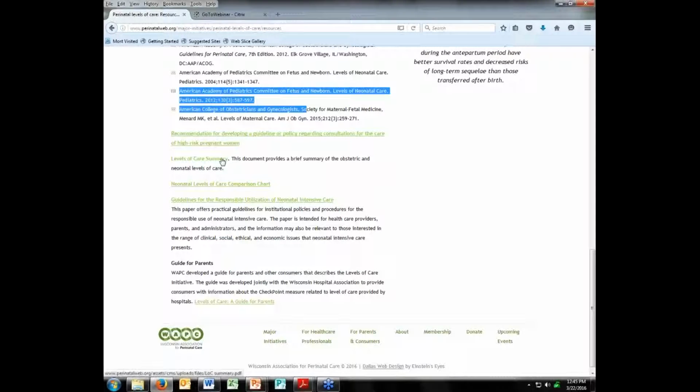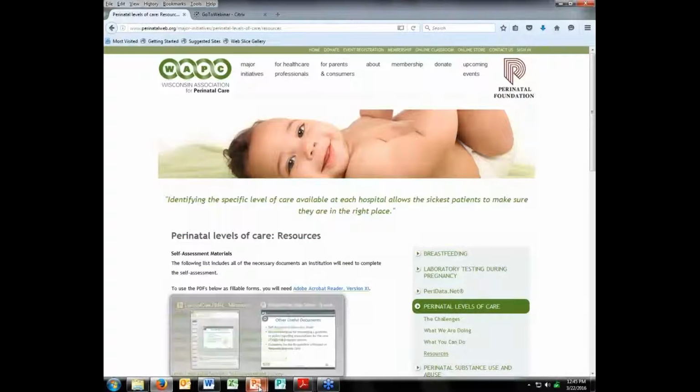I won't talk about levels of care summary. Some of these things I'm going to update. We also have the guidelines for the responsible utilization of neonatal intensive care. That's the position statement that WAPC revised and updated. I think it was last year, 2014 maybe. Anyway, that's in there too. So if you provide care to infants, and you're interested in some of the social or ethical economic issues involving neonatal intensive care, I would encourage you to look at that publication.